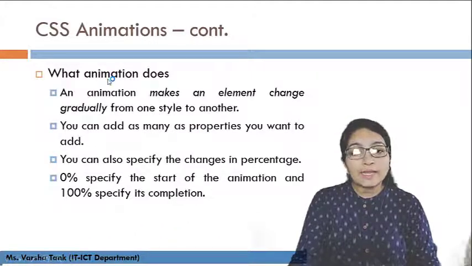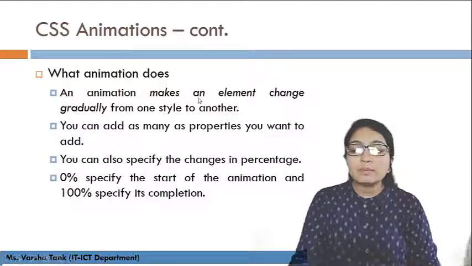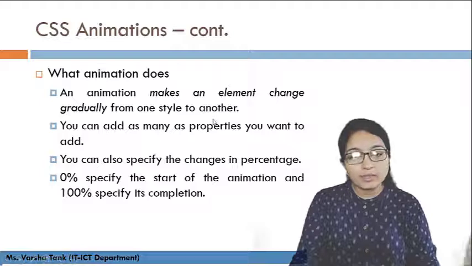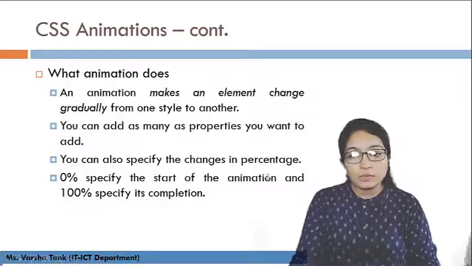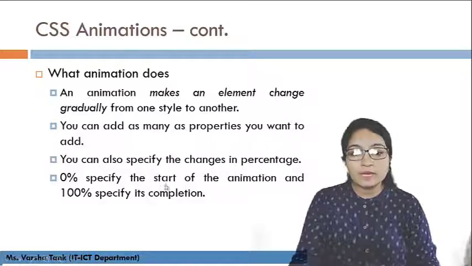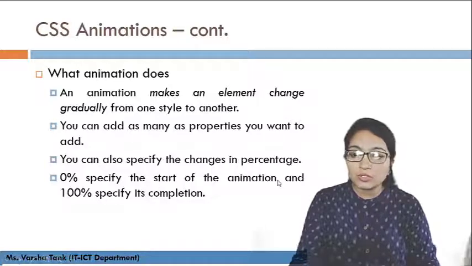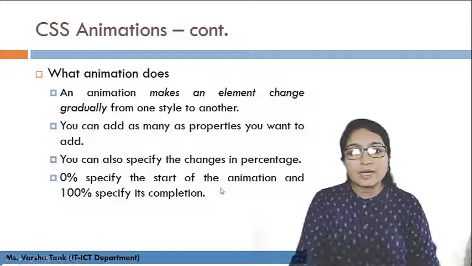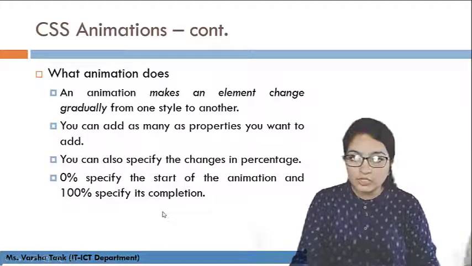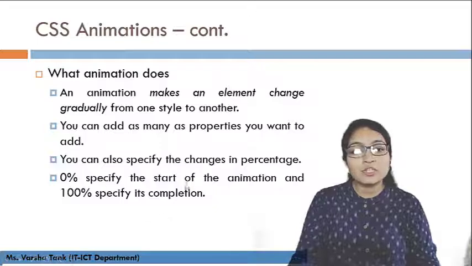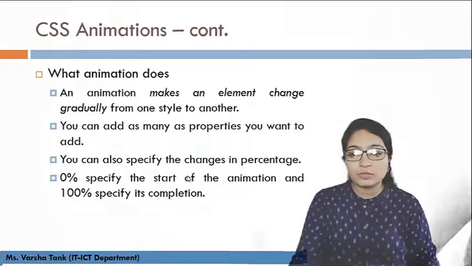Now, what does the animation do? An animation makes an element change gradually from one style to another style. You can add as many properties as you want. Okay, so you can also specify the changes in percentages. 0% specifies the start of the animation and 100% specifies its completion. So you can specify the animation according to the percentage also.